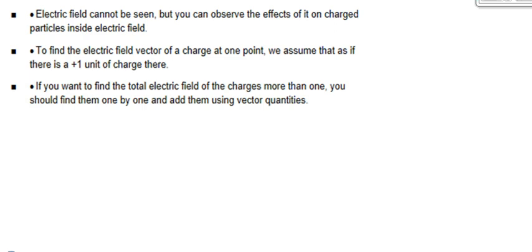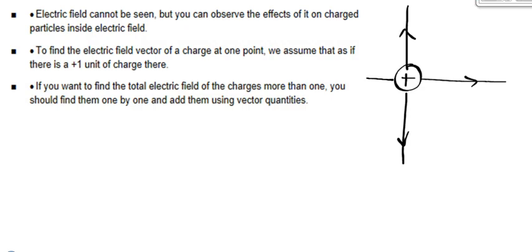To find the electric field vector of a point charge, we assume that it is a +1 unit. So this is how it's notated. You have a charge. Let's make it easy. We'll make it a positive charge. Now we need to draw the field. We can't see this, but we still need to find a way to visually represent it. So what we do is we draw vectors.